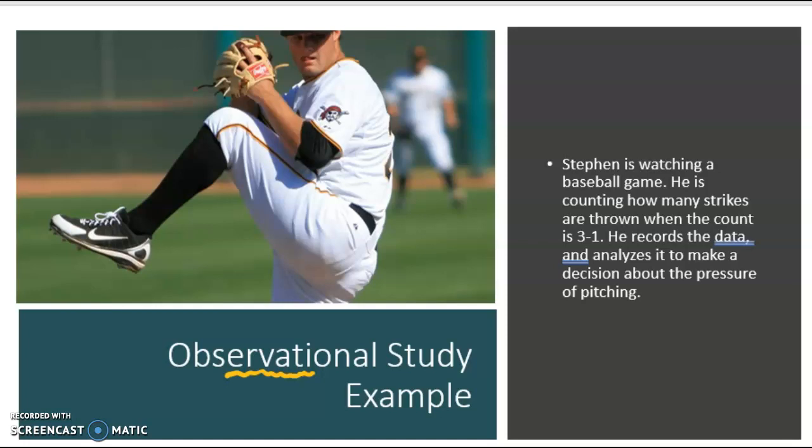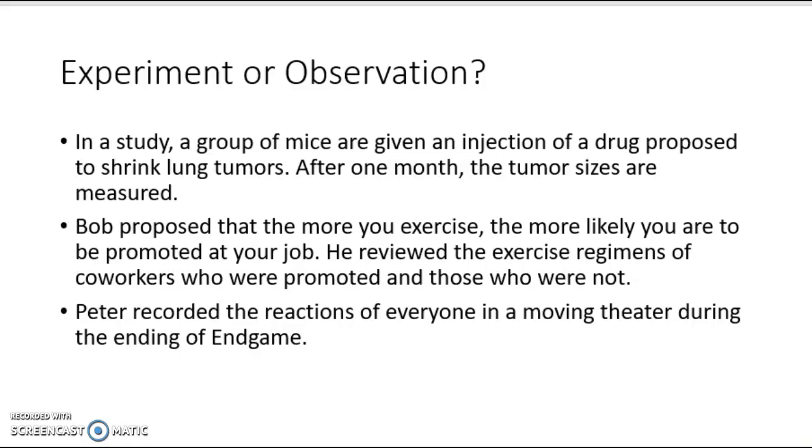Moving on. All right. So, experiment or observation. In a study, a group of mice are given an injection of a drug proposed to shrink lung tumors. After 1 month, the tumor sizes are recorded. So, is this observation or is it experiment? Since you're actually imposing this treatment, which is an injection, that is your treatment. You're imposing a treatment. That's going to make this an experiment.